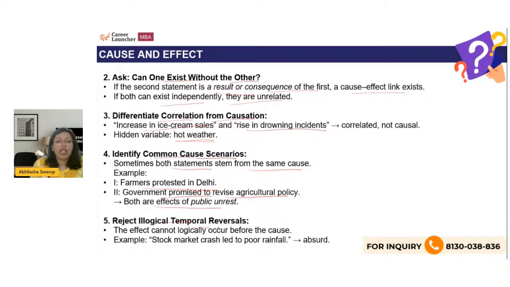Reject illogical temporal or time-based reversals. The effect cannot logically occur before the cause. Stock market crash led to poor rainfall. Now that's ridiculous. So that will not happen.